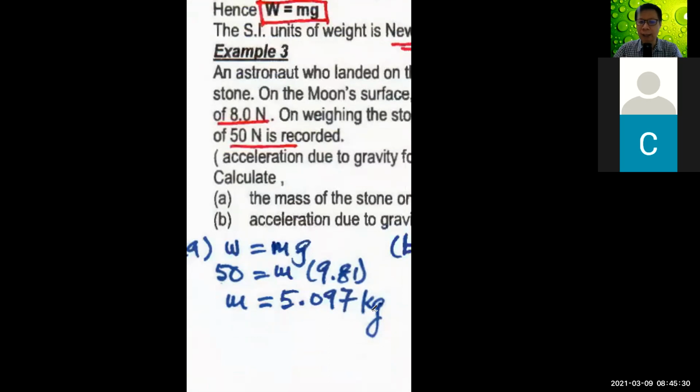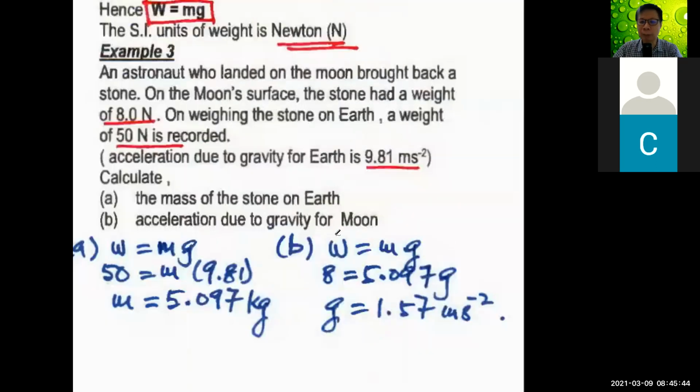Okay. All right. Okay, understand all? Now part B, find the acceleration due to gravity for the moon. So you are supposed to find what is the gravity on the moon. So what we do, use the same formula. W equal to mg. But now on the moon, the weight is 8 Newton. Mass 5.097. Okay, well, now I want to ask you, why on the moon you can also use the mass as 5.097? Why you can just copy this mass and put it here? Why we can do that?